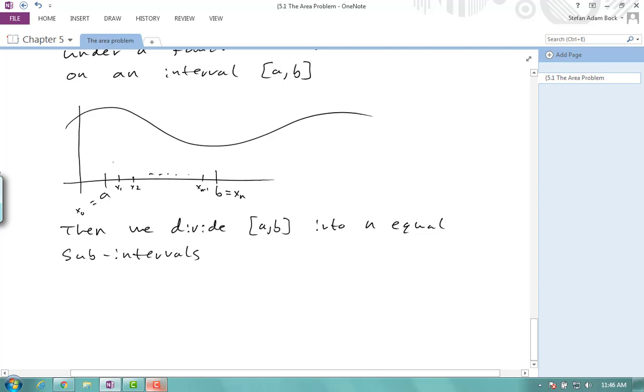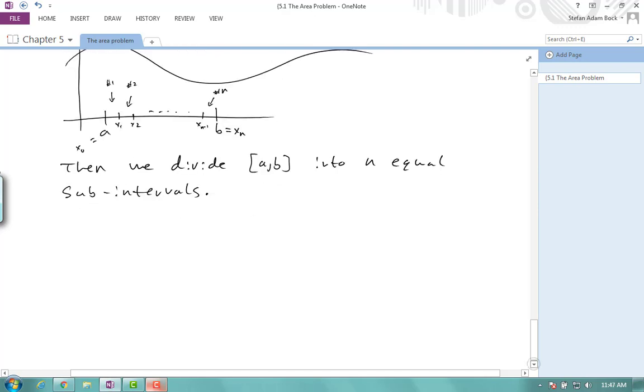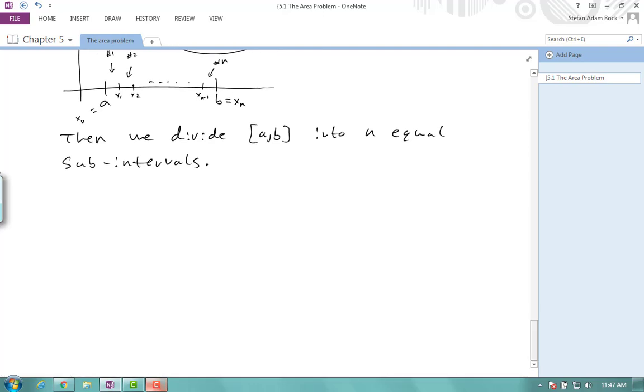That way, between x sub 0 and x sub 1 is number 1. Between x sub 1 and x sub 2, that's number 2. And between x sub n minus 1 and x sub n, that's number n. So I have n equal subintervals, and I'm going to use the width of each subinterval as the width of the rectangle.